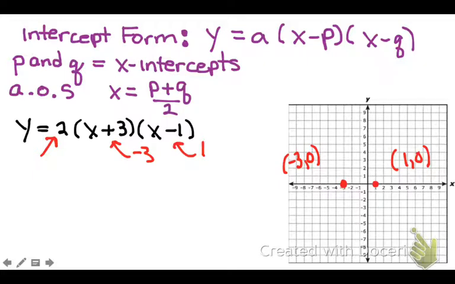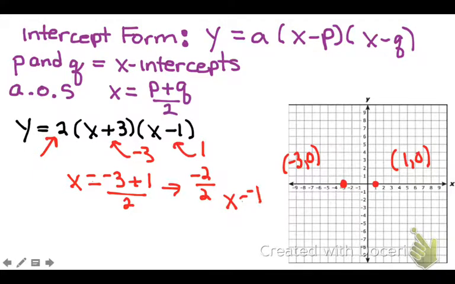And now we're going to find our AOS, our axis of symmetry. So we say x equals (-3 plus 1) divided by 2. So that's -2 over 2. So x equals -1. You can see from our axis of symmetry, our -3 is 2 spaces over, and our 1 is 2 spaces over. So that's in the center.